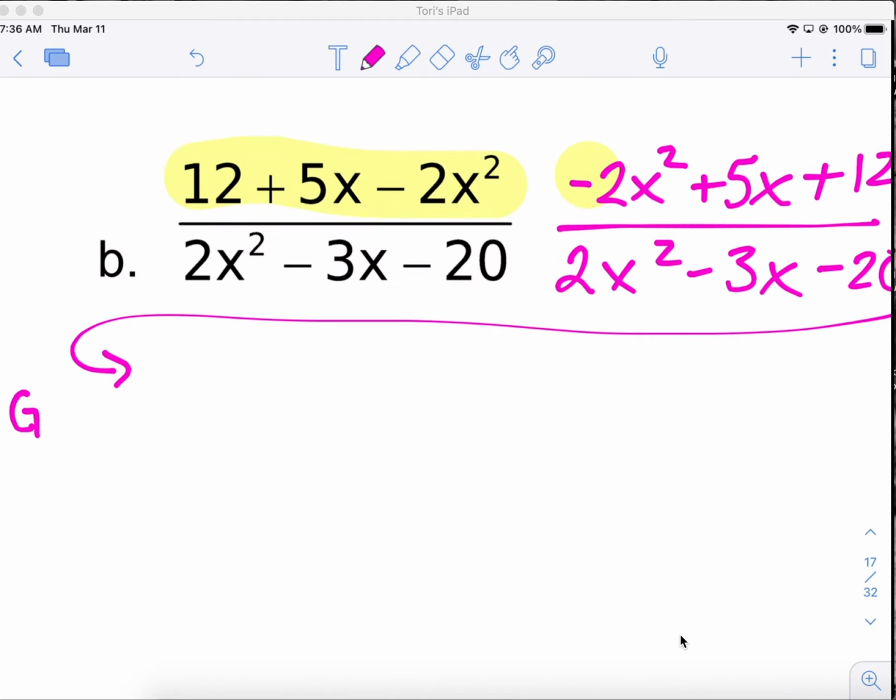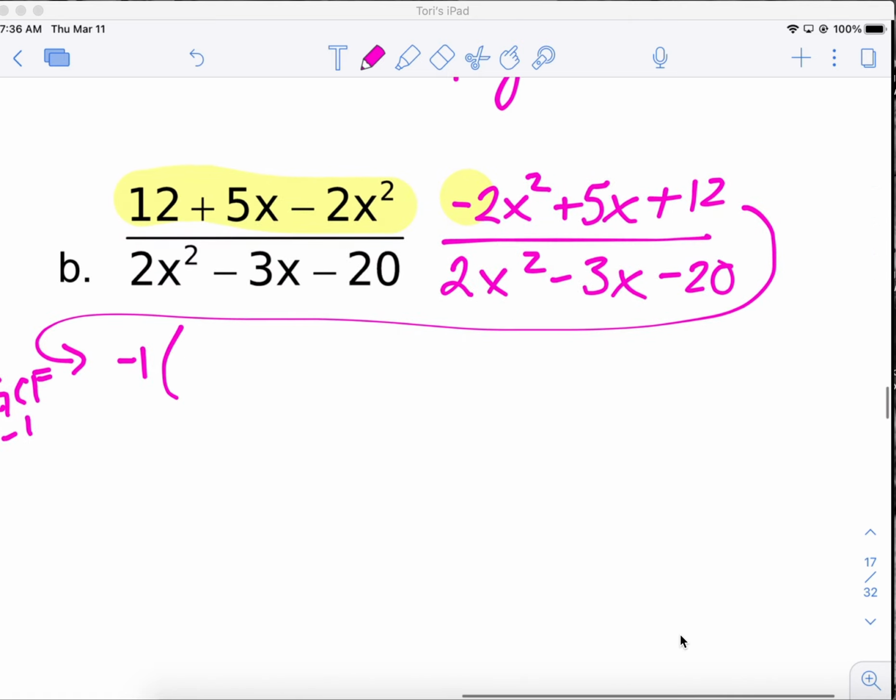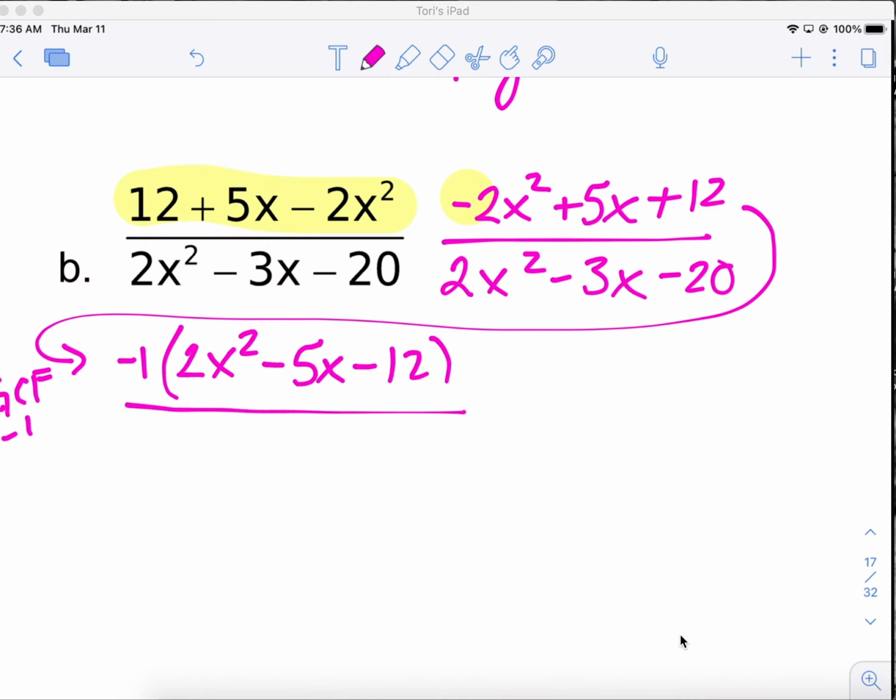I'm taking out a GCF of a negative 1. Okay, so I'm going to take negative 1, factor it out. So I have a positive 2x squared, a negative 5x, and a negative 12. And on the bottom, I'm keeping exactly what I had, 2x squared minus 3x minus 20.